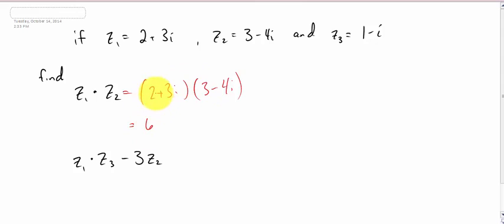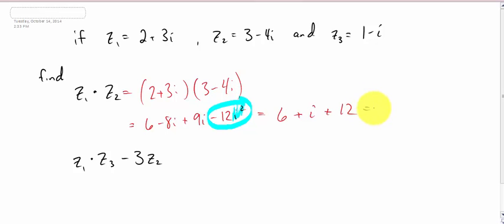2 times 3 is 6 minus 8i plus 9i minus 12i squared. Now we simplify. Combine like terms, we've got 6 plus i minus 12i squared. Remember i squared. What's i squared? i squared is -1, so this minus 12i squared becomes plus 12, and our finished product will be 18 plus i. When you multiply or add or subtract or even divide, you are going to get a new complex number. Please remember that as you're going.